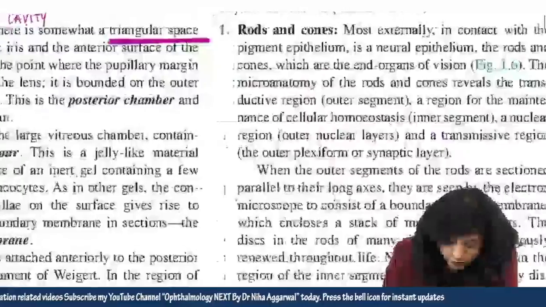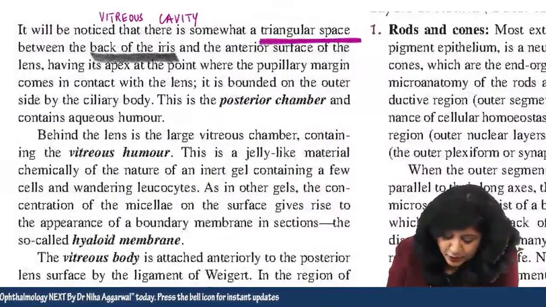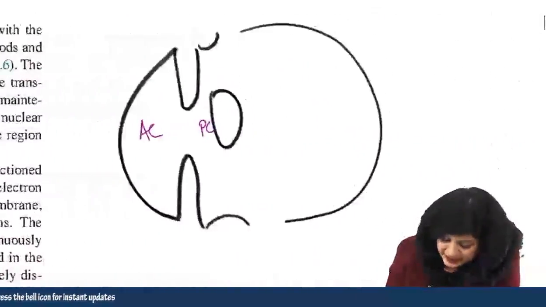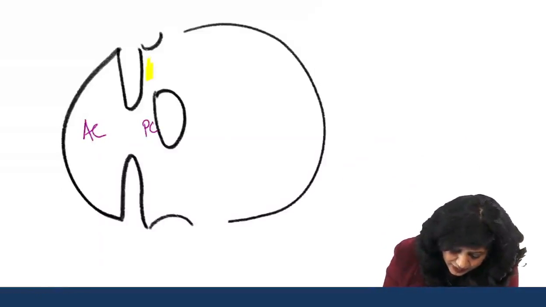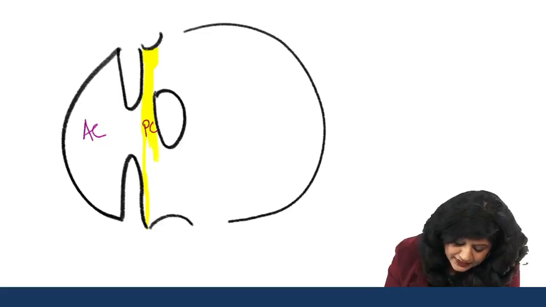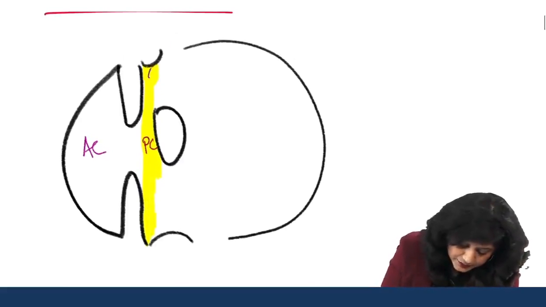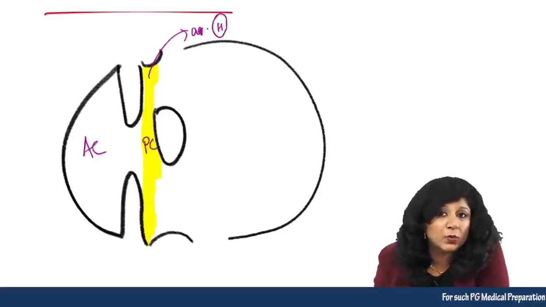Now what they are trying to say is that there is a triangular space between the back of the iris and the anterior surface of the lens. So basically they are talking about this posterior chamber, this area. Let me mark this area. They are saying this is a small triangular space lying between the iris and the anterior surface of the lens, and this space contains what? This space contains the aqueous humor, because it is a part of the anterior segment.